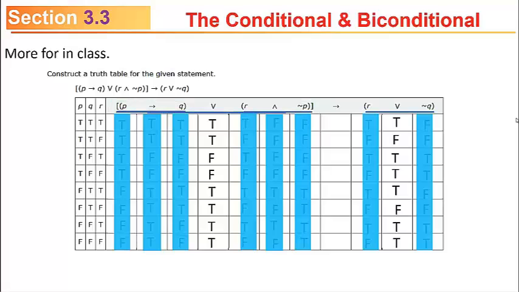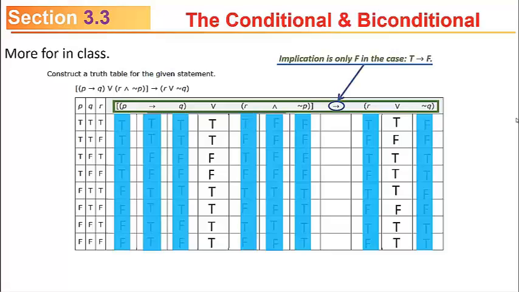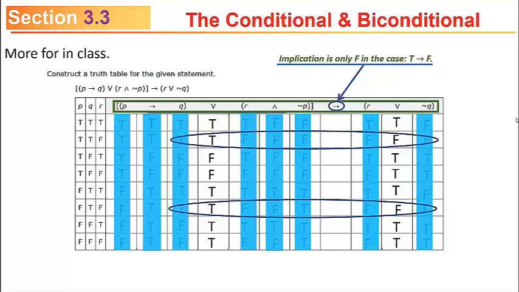So now all I have left is that implication, and on the left side of the implication, I'm looking at that one column that's not shaded out, and on the right side of the implication, I'm looking at the one column that's not shaded out, and I noticed that with an implication, there's only one false case, and that's true implies false. So I scan through there and find the two cases that have true implies false and make them false, and the rest of them will be true. And there you go, you have your truth table.